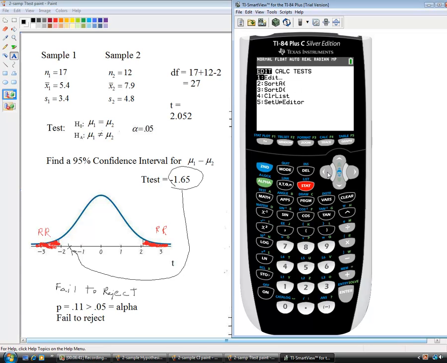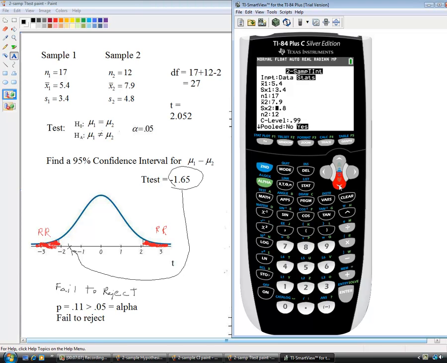So stat tests, and excuse me, one up. So 0 on the 84 is the 2sampt int. Now it should have all the same information down, so we'll just check that. 5.4, 3.4, 17, 7.9, 4.8, 12. So it has everything set up.